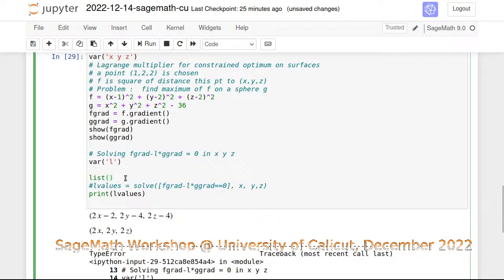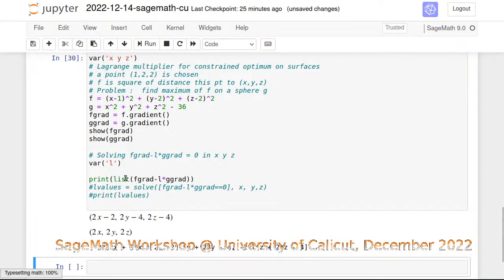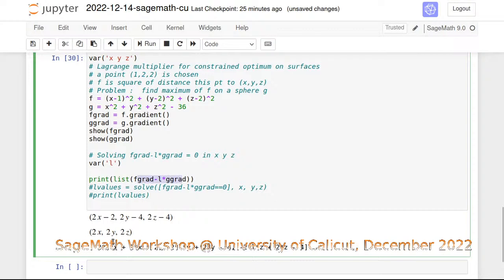What is this thing? If I take a list of all these things, where does it go? List. So what is this list? F gradient minus L gradient, L star G gradient. So what happened is 2x minus 2 minus 2lx is taken. This is what we want, so we will be using this. Equal to 0 is also okay. Even if you do not put 0, it will automatically be taken as 0.